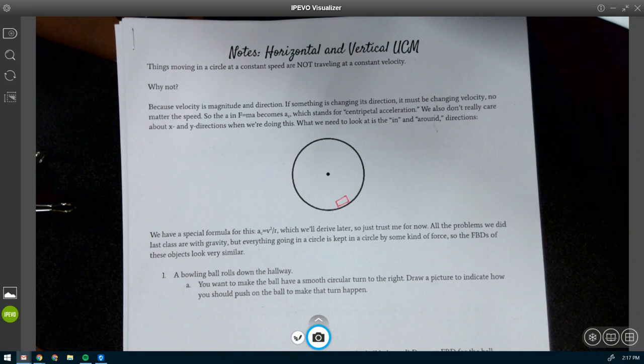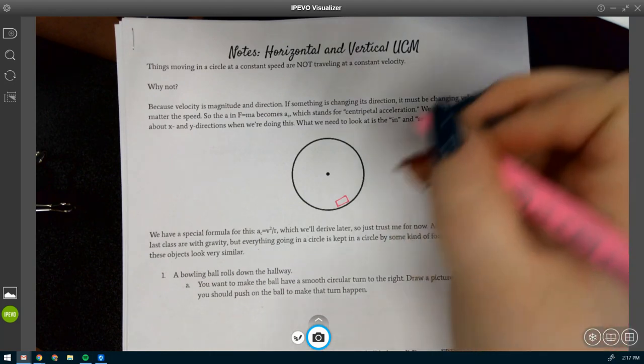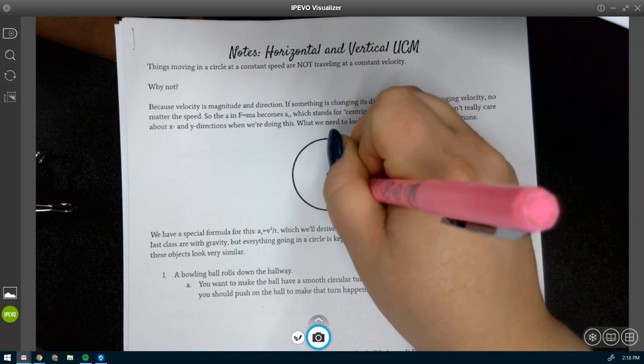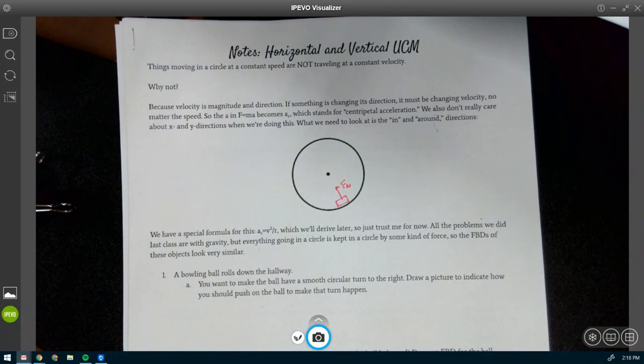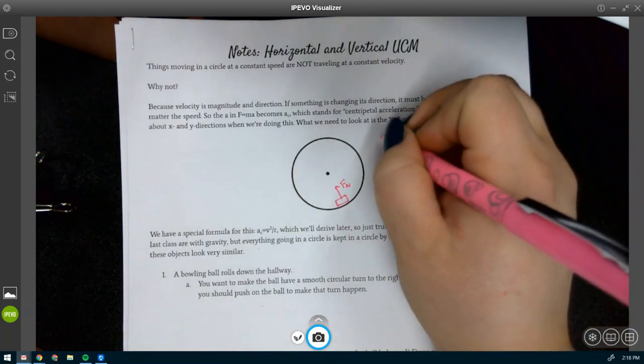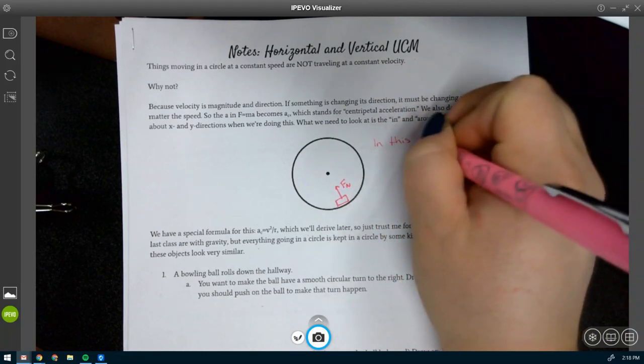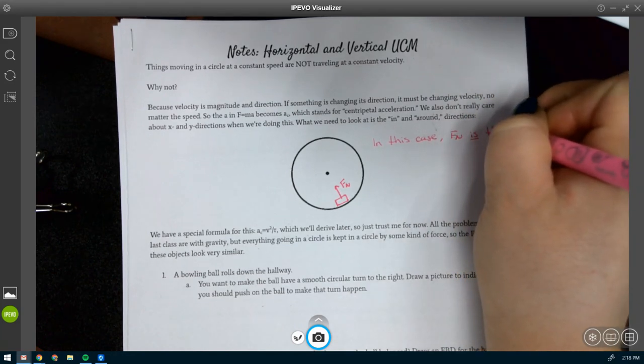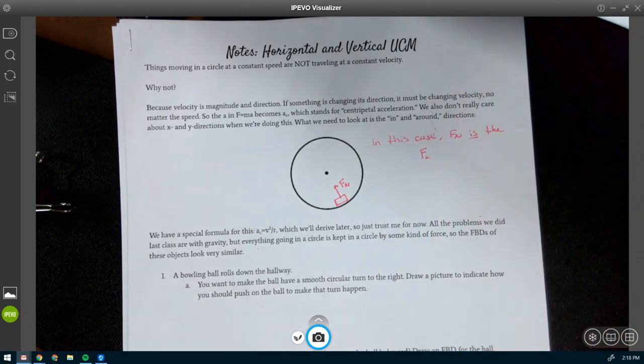And for Hot Wheels, the thing that's keeping it in the circle is that edge of the Hot Wheels track, right? If you have a break in that edge, the Hot Wheel is just going to crash and burn in some different direction. So what we can label on that free body diagram is a normal force from the wall. But that normal force is what's keeping it going towards the center. So in this case, the normal force, Fn, is the centripetal force, Fc.